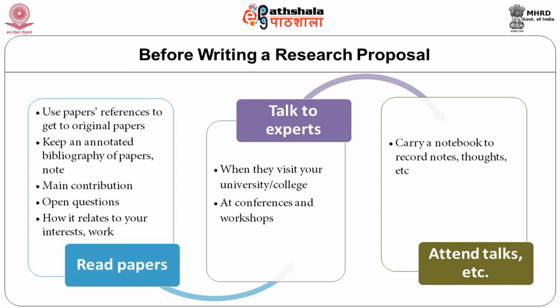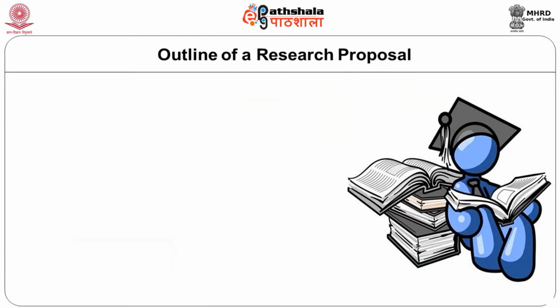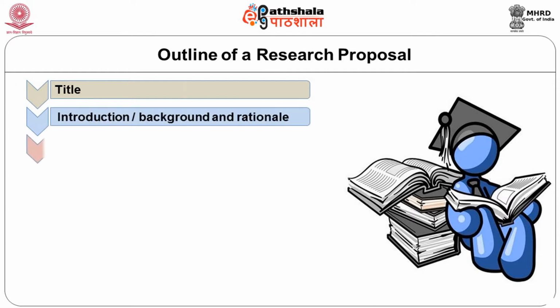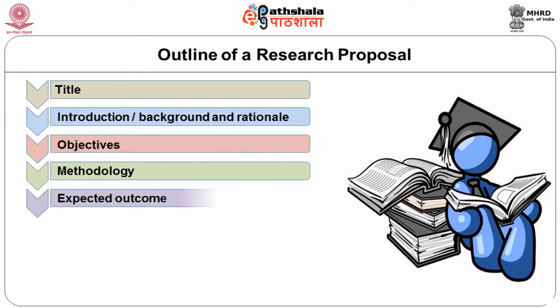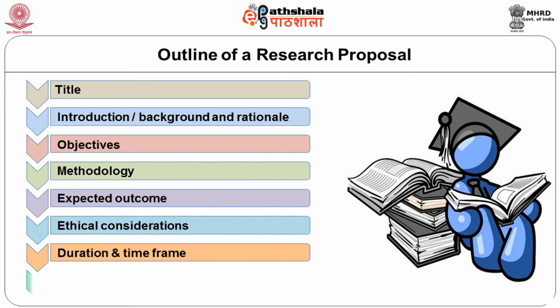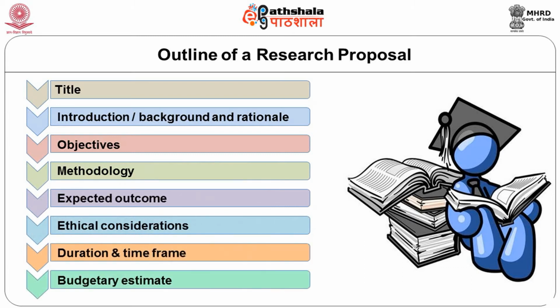Then question previous work's assumptions. If you question previous work's assumptions, two things happen. Either you get clarity on what has been done earlier, or if your question is not answered, that question itself could be a reason why you want to pursue that particular problem through your research. So let me show you the outline of a research proposal. A research proposal ideally contains the title, introduction, objectives, methodology, expected outcome, ethical considerations, duration and time frame, and then budgetary estimates. Now I'll try and explain each one of these components to you to write a good proposal.